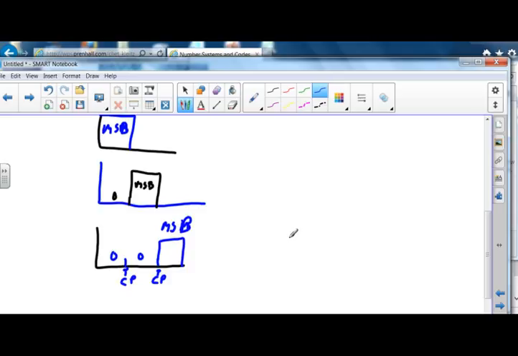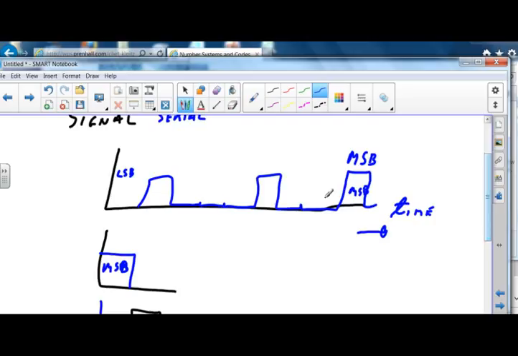Yes? The most significant bit is on the left-hand side of the graph. The very first one, you have the least significant bit. That's right. Yeah, this is the least significant bit, right. So why did you change? And why did you go from No, I didn't.